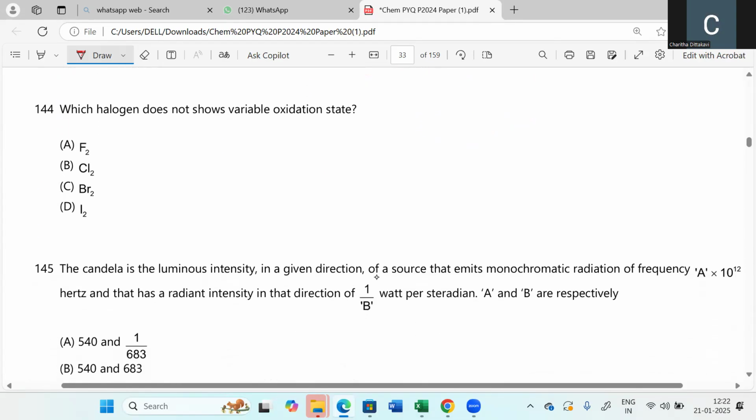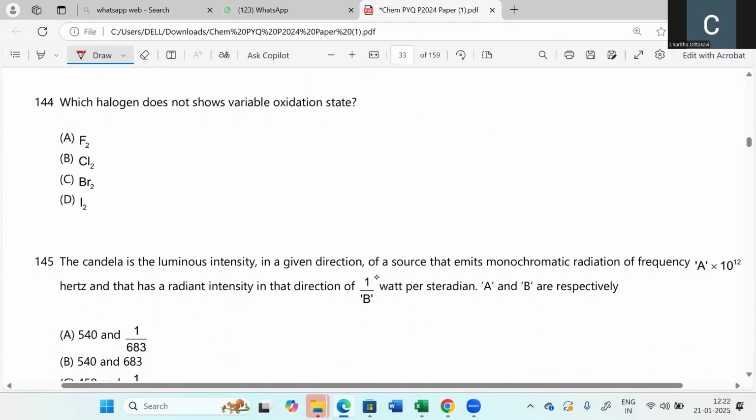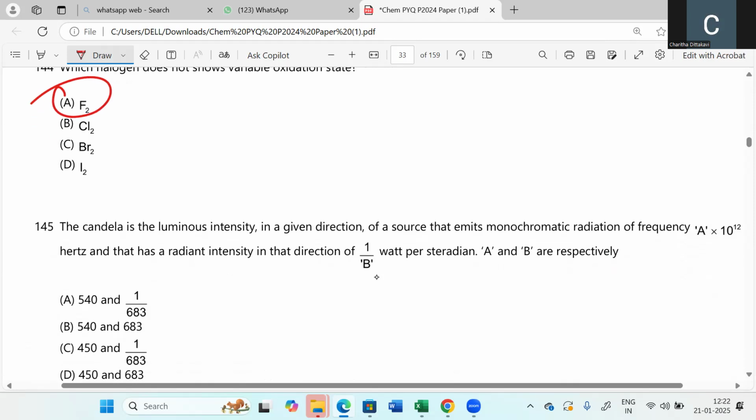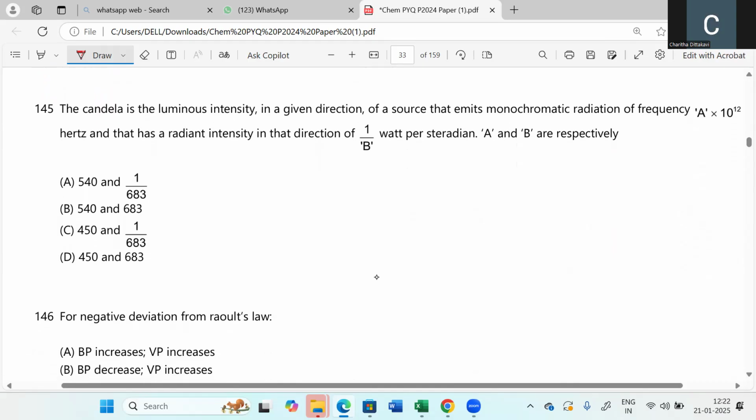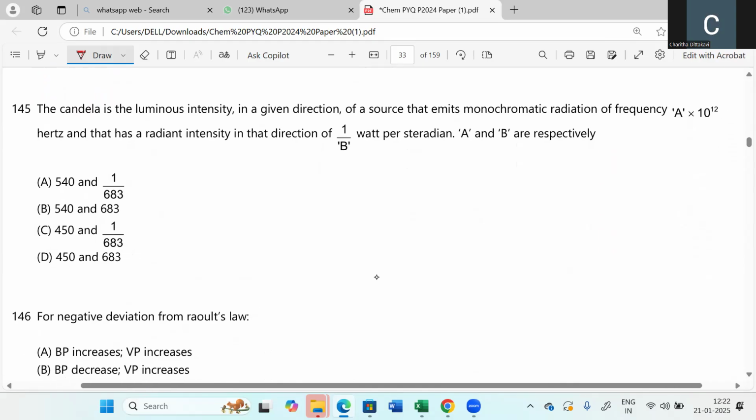Next, which halogen does not show variable oxidation state? Arre, this is definitely fluorine, because it's a very small element, right? It will not have d orbitals to go with showing multiple oxidation states there.